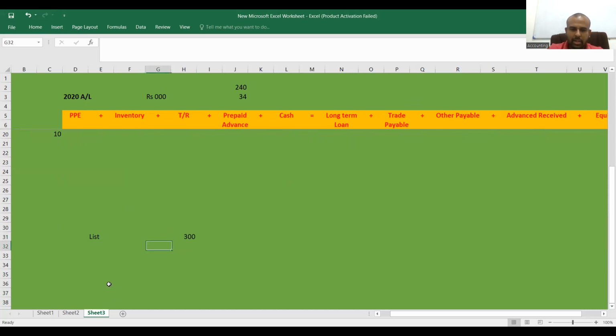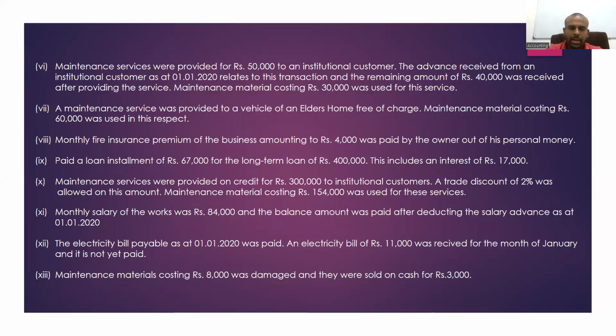List price is 300,000. And you're supposed to deduct the trade discount of 2%. Out of 300, what do you mean by 2%? Which is 6,000. And how much are you invoicing? 300 minus this, it's 294, right? You are invoicing 294, right? This is on credit basis.